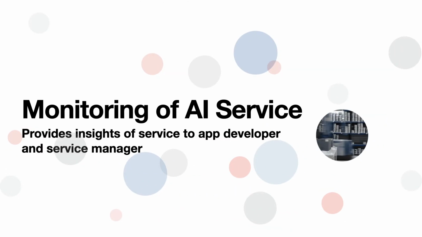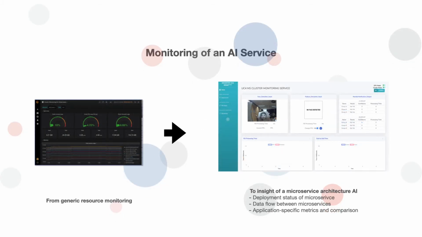Let's move on to the monitoring of AI service. dCenter can be used to provide insights into an AI service running on the platform. Usually it needs a few tools for resource monitoring of a service on a cloud, such as Prometheus, and the resources are generic ones such as CPU and memory. However, an AI service needs to be able to show the application-specific metric together with the resource usage metric.